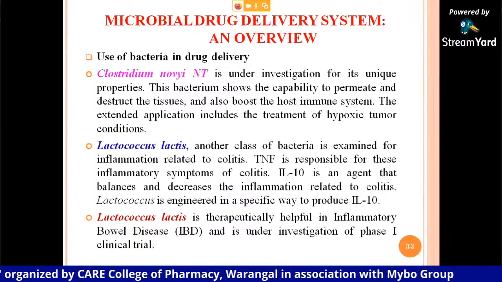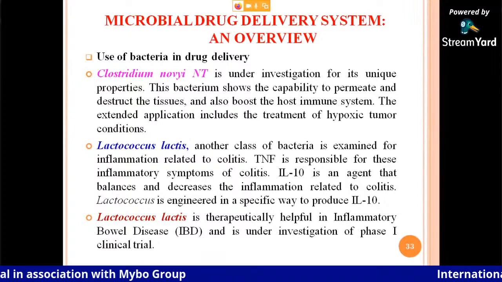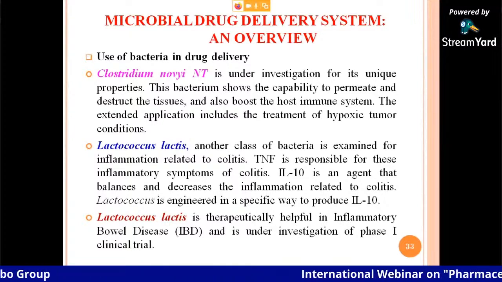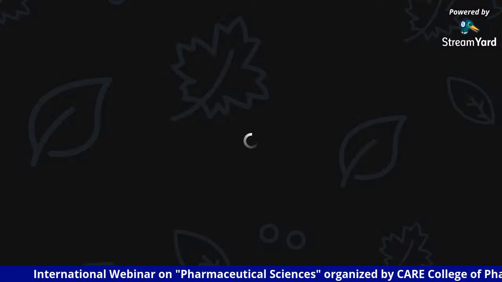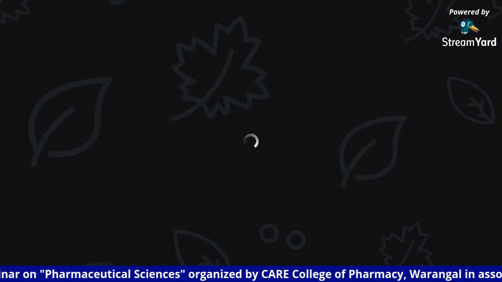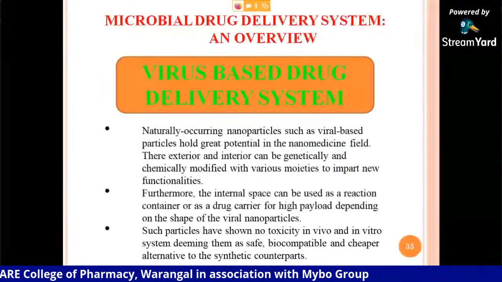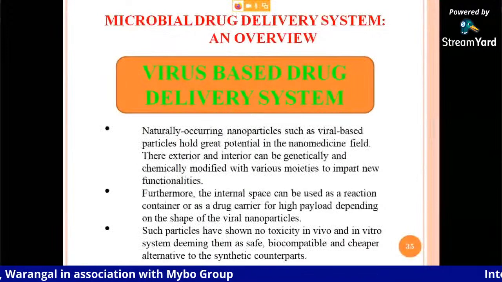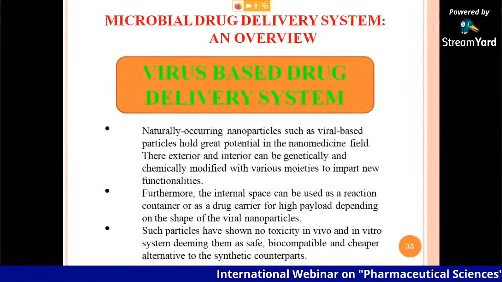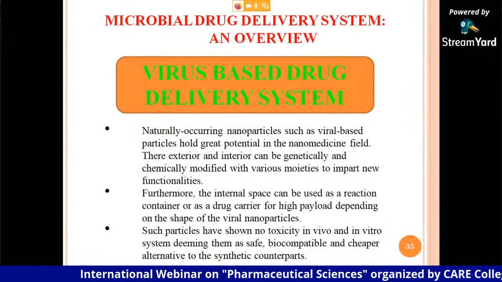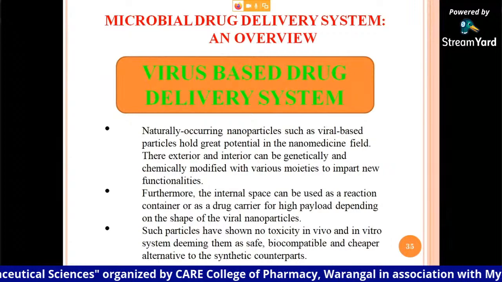Having said that about bacterial systems, now virology: viruses are also playing an important role. Nevertheless, compared to bacteria, not much research is being carried out on viruses, but some research has been carried out. Naturally occurring nanoparticles, like viral-based particles, hold great potential in the nanomedicine field. Always know what we are looking for: nanomedicines. Such particles have shown no toxicity in vivo as well as in vitro, deemed to be safe, biocompatible, as well as a cheaper alternative to synthetic compounds.